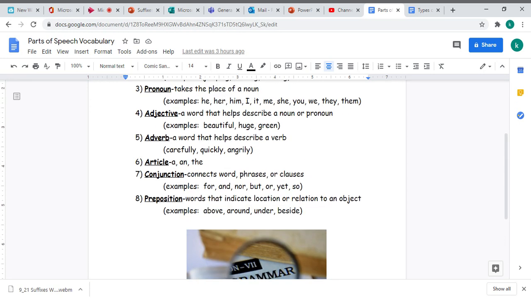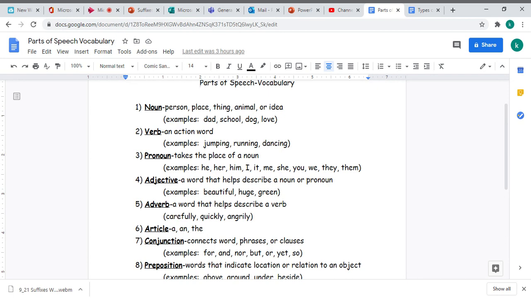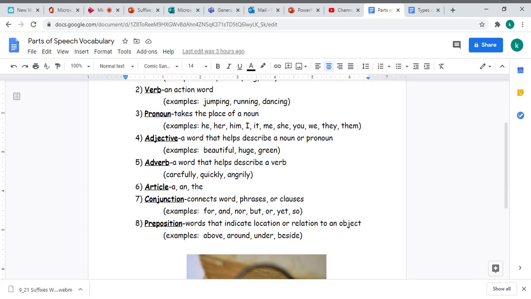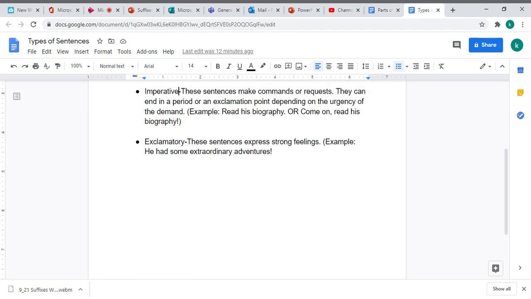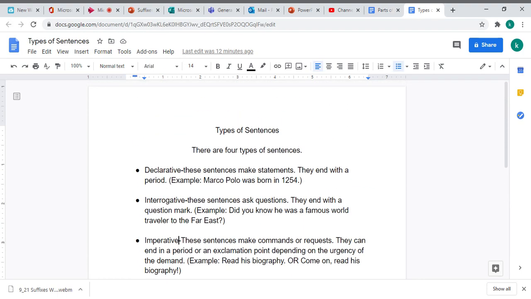So those are your 8 parts of speech. We're going to focus mainly on nouns and verbs this week, and we'll move on to the other ones, but I want you to know all 8. The other thing we're going to look at today is your types of sentences. There are 4 types of sentences.